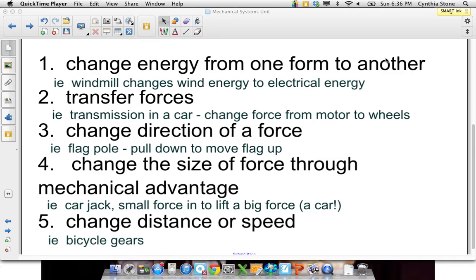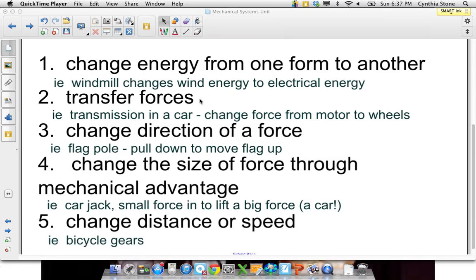We haven't really talked about energy yet in the course, but if I use a windmill as an example, it would be a machine, a compound machine, they're called when they're not simple. And it would change wind energy to electrical energy, right? So you take one type and you make it another type, okay?